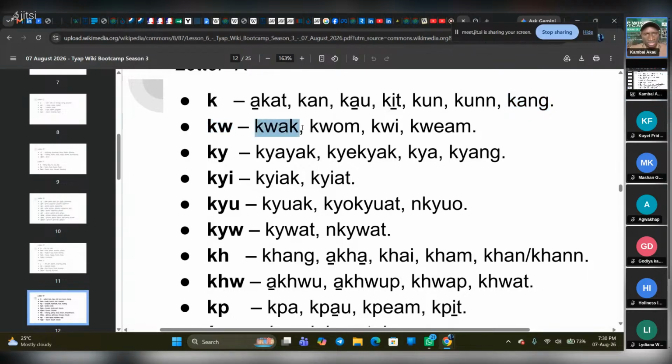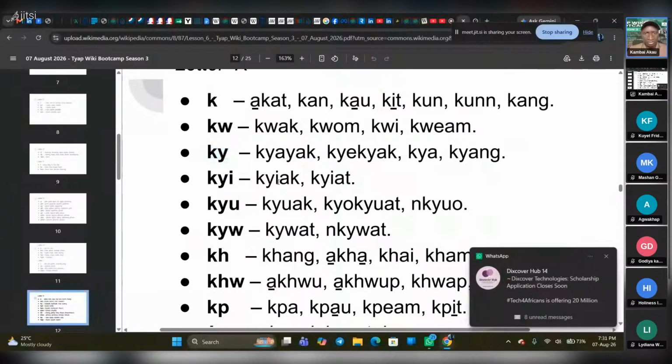We have examples such as quack, kwam, kui, and kwam. And then we have the palate form of this k sound. Examples: we have kayak, kekyak, kya, kyang. And then we have the long version of this palatalized k sound.